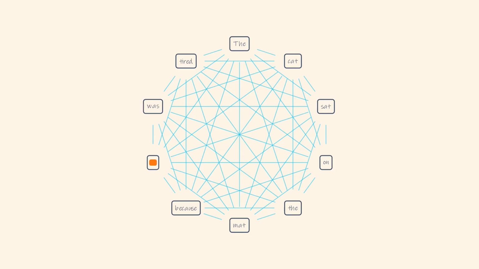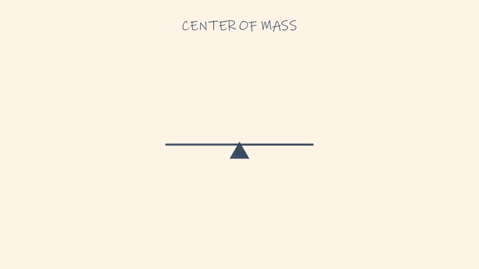In physics terms, that's a center of mass calculation. The heavier the weight, the stronger the resonance, the harder it pulls the center of mass toward it. The new meaning of "it" settles at a point pulled strongly toward cat, which means, in this sentence, "it" essentially becomes the meaning of cat.